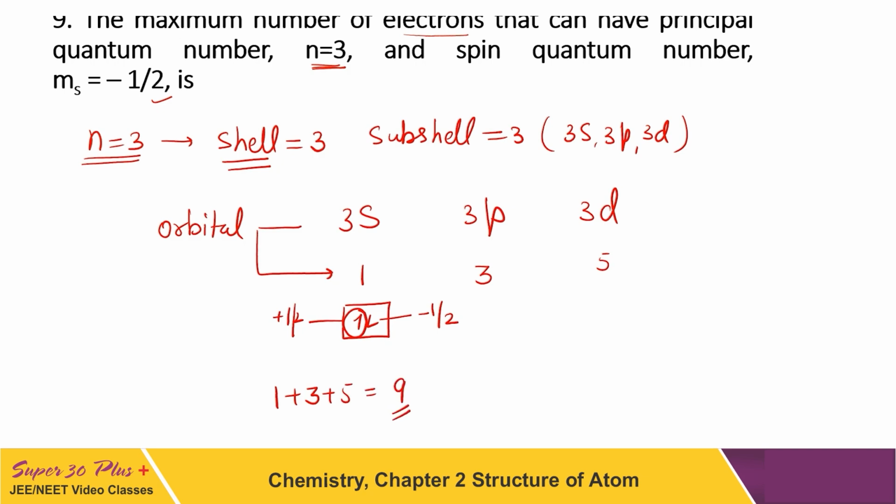So here 9 orbitals can have the same value of spin quantum number, minus half, and also plus half. If you calculate, for plus half also the answer will be the same. Alright, now the last question.